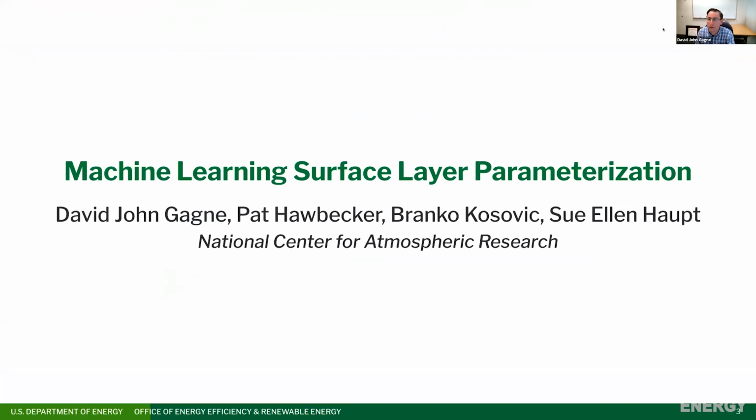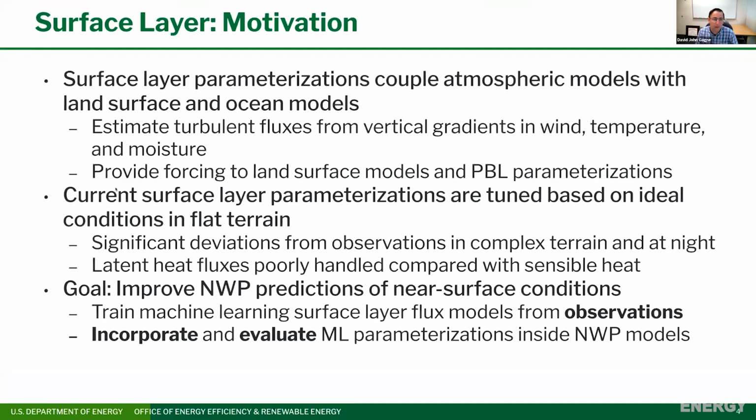So to kick things off, we have the machine learning surface layer. This is joint work with myself, Pat Hallbecker, Branko Kosović, and Sue Haupt. Kind of the motivation for this, and Jeff gave a really good deeper dive into this in his talk. But the underlying idea behind the surface layer parameterization is that you want to couple your atmospheric model with the land surface and ocean models and basically help you calculate the fluxes based off of the gradients of temperature, wind and moisture. Depending on the model setup, the outputs of this feed into different pieces. In something like WRF, the forcing calculated in the surface layer parameterization goes into the land surface model and the PBL parameterizations that then feed back into the atmosphere.